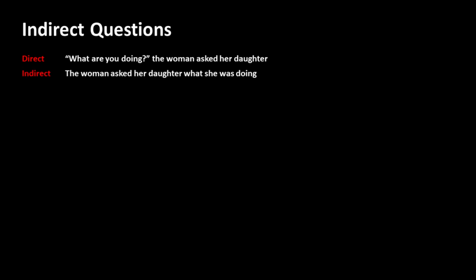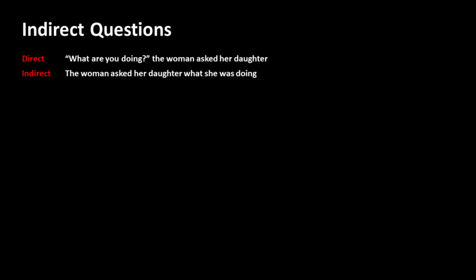We will start then with the same structure as in the last video. We'll start with an example in English of a direct question. "What are you doing?" the woman asked her daughter. That's a direct question. It's a direct question because the words of the question are given in the sentence. They're given in quotation marks. The indirect version of that question: the woman asked her daughter what she was doing.